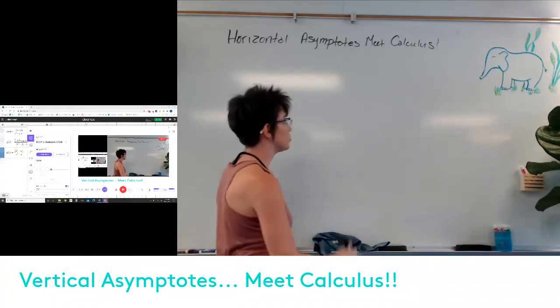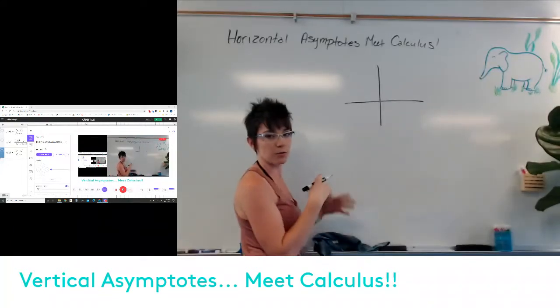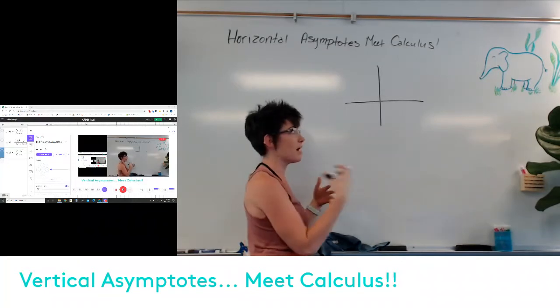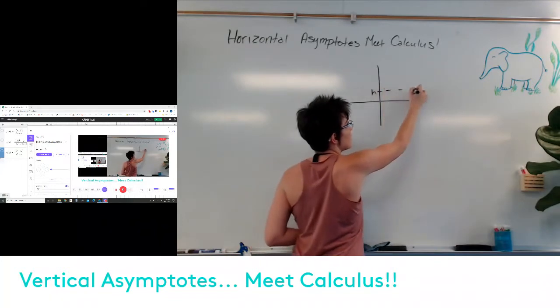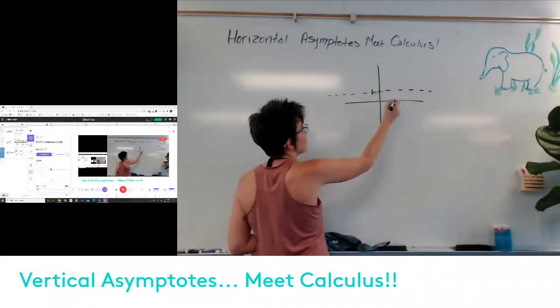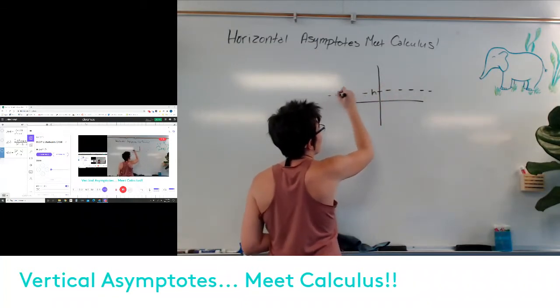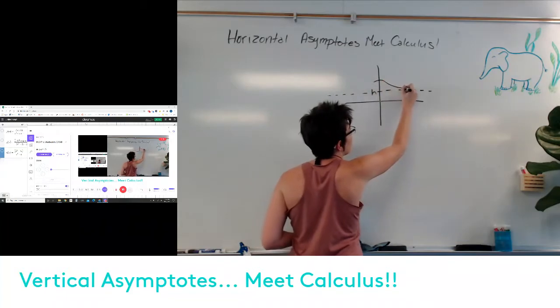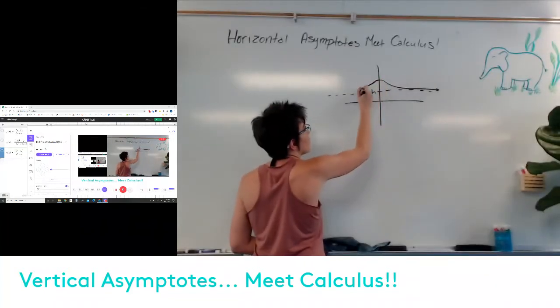So check this out. If I am looking at a horizontal asymptote, remember that that's a value, and technically it's a y value, that your function tends toward over time. So essentially, I might see a horizontal asymptote that looks something like this, and then maybe like this.